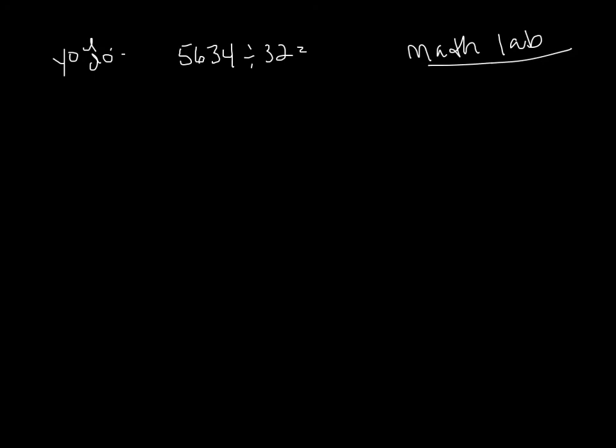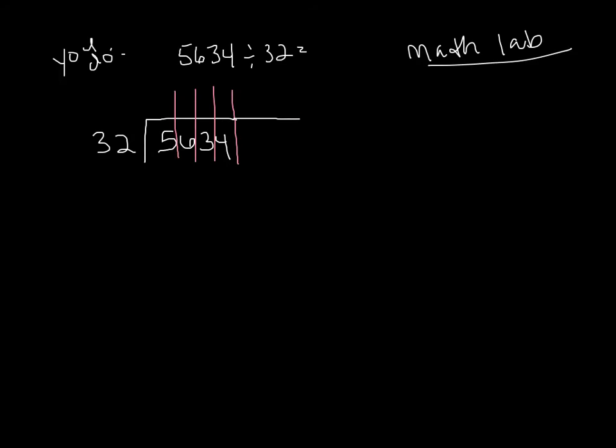Okay, so you have come up with an answer, or you got stuck somewhere along the way, and let's just see if you came up with the right answer, or if we can get you unstuck. 5,634 divided by 32. Draw the jail cells to keep things where they belong. And I already know we'll have to probably extend that out.